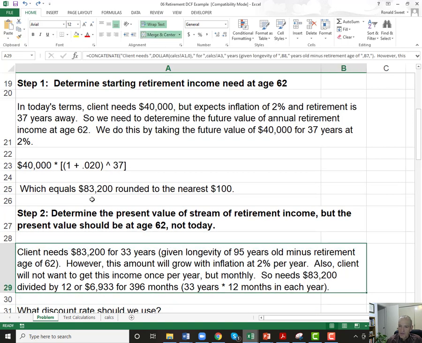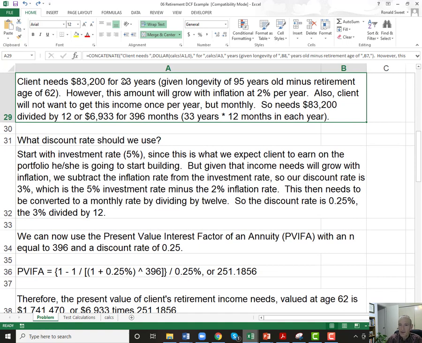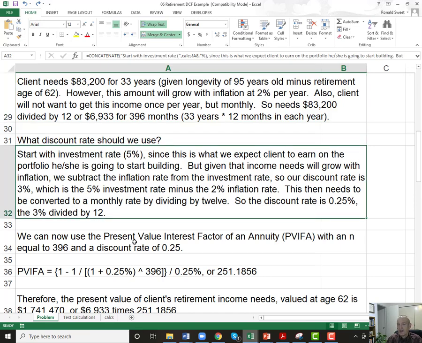The next thing we're going to do is figure out, if we start at age 62 with 83,000 and that's going to grow with inflation, how much of a portfolio do we need at age 62 to fund all of that? So we need $83,000 and we need it for 33 years, right? She retires at 62. She's going to live to 95. That's 33 years. It's going to grow at 2% and her portfolio is going to make 5%. So how do we handle that? So I'm going to show you a little trick here that's pretty cool. You've got a cash flow that's growing at a constant rate of 2% and you're going to discount it at 5%. So that's kind of complicated because you've got multiple cash flows, right?